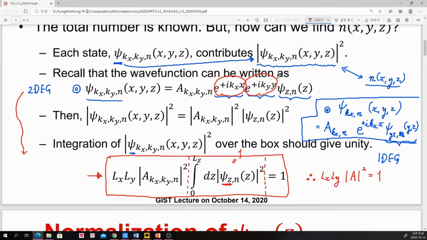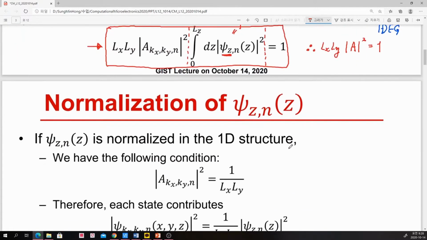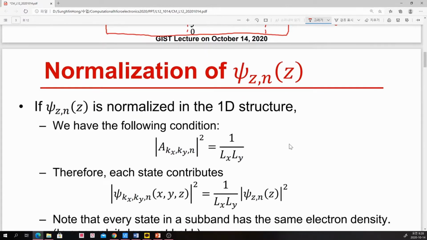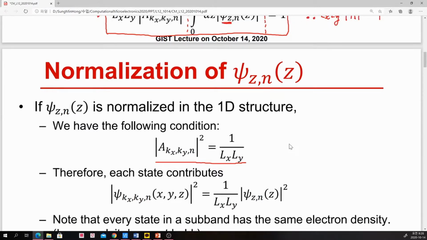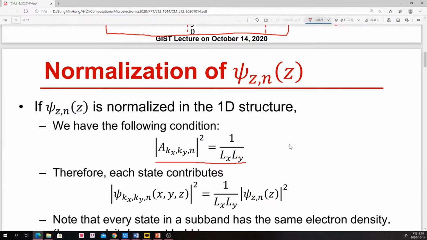If we adopt this convention, then we can easily understand the relation between Lx, Ly, and the absolute square of A. In order to satisfy our normalization condition, the absolute square of A should be 1 over Lx Ly. That is quite simple.